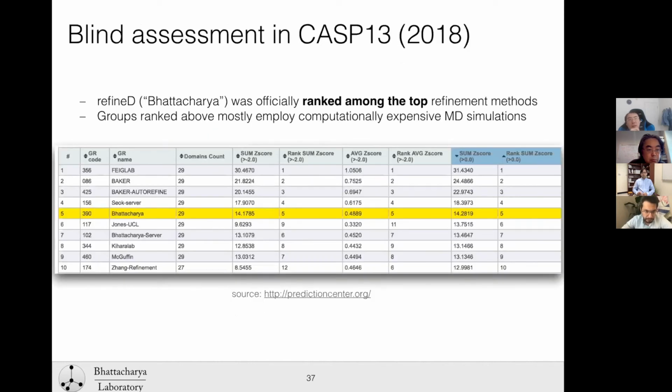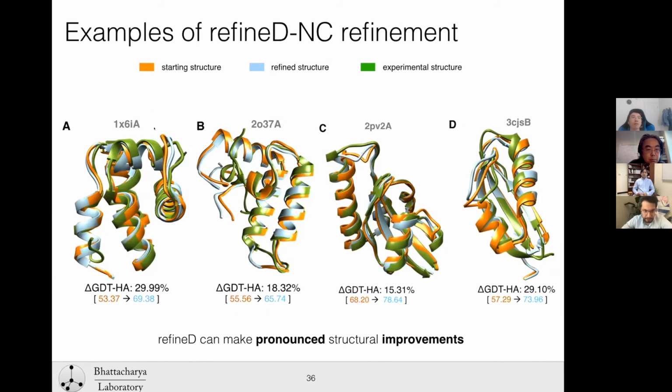These are, of course, good examples. Here, the starting structure is in orange, the refined structure is in blue, and the experimental structure is in green, all superposed together. And we can see for some of the cases, for example, this one, the amount of change is actually quite high, close to 30% delta GDT-HA improvement, for example, from 53 GDT score to 69 GDT score, which represents substantial structural improvement.